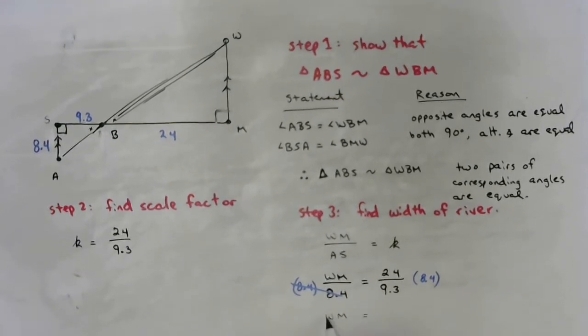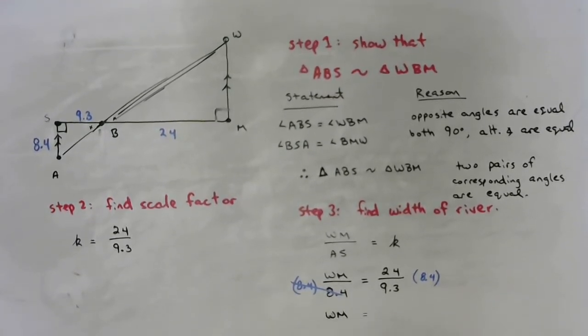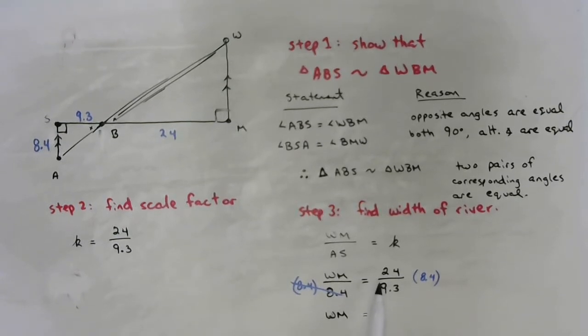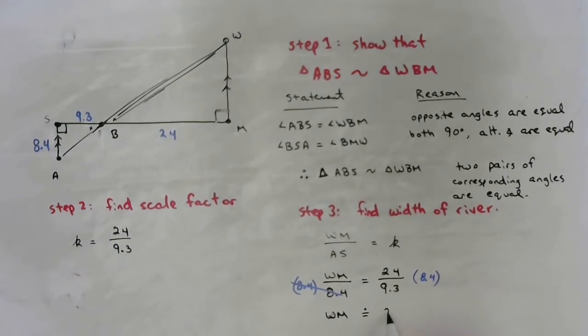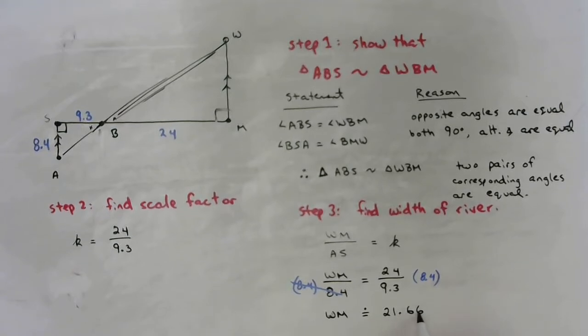And on the right side, I can put this in my calculator a couple different ways. I could go 24 divided by 9.3, hit enter, and then hit the multiplication. That'll go answer times 8.4. Or I could do 24 times 8.4 divided by 9.3. Whichever way you end up punching it in, you should get approximately 21.667.